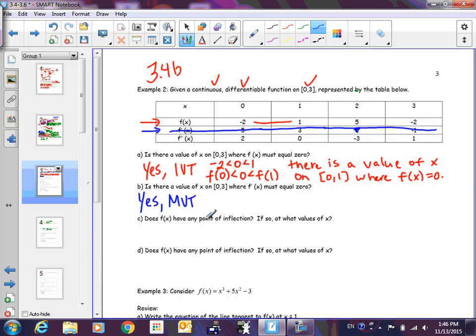MVT. With MVT, that has to do with where the average rate of change equals the instantaneous rate of change. f of 3 minus f of 0 over 3 minus 0. That is the average rate of change. What does that equal?